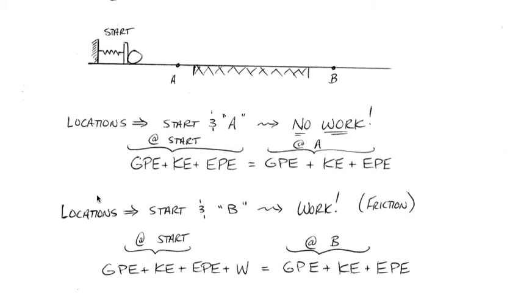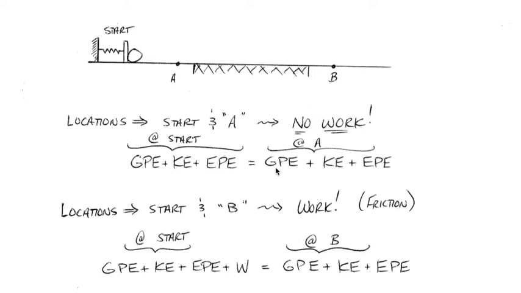If, however, I wanted to analyze point B, I have to realize that there is work occurring due to this friction here. It's going to act with a force that's leftward as the object moves rightward. So I have to account for the fact that there will be a change in energy. That friction is going to convert some of that energy into heat or sound or other forms that I can't use. So if I'm looking at my start point and point B, I have to realize there is work occurring.